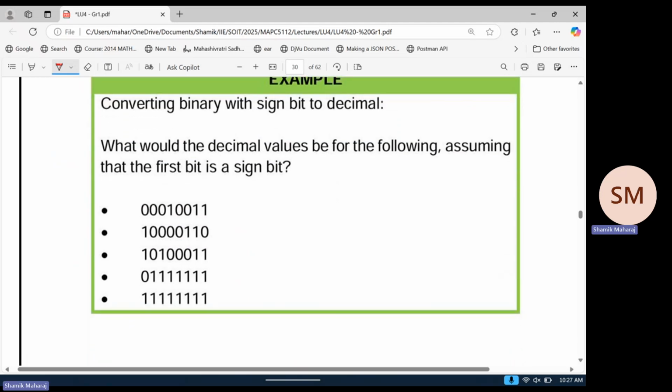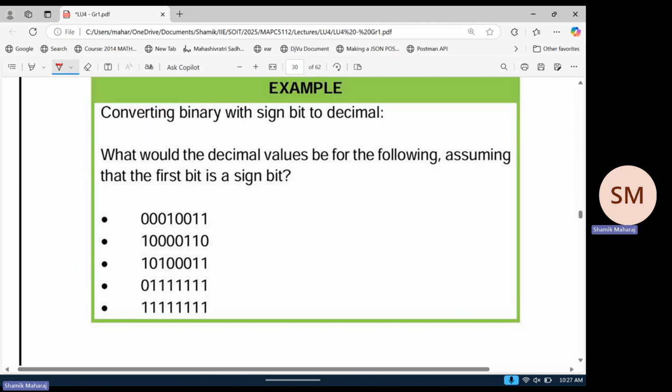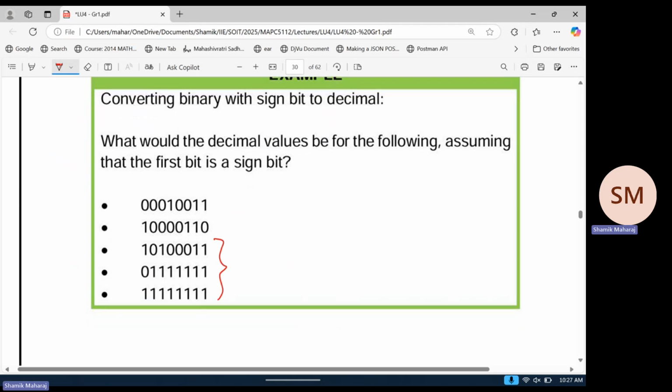Okay, so let's see what we are doing now. What's this example? Convert binary with sign bit to decimal. Okay, so it's good to try a few of these. Let me overwork you guys. So let's do the last three. So we're given binary numbers, convert them into the equivalent decimal number. And note that here we are using a simple sign bit. Okay, so that means the first bit always represents the sign and the next 7 represent the number.